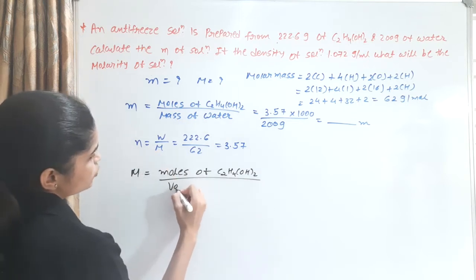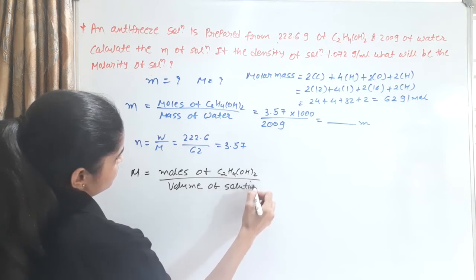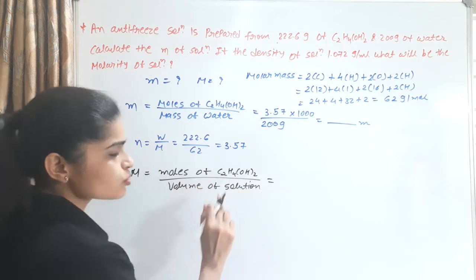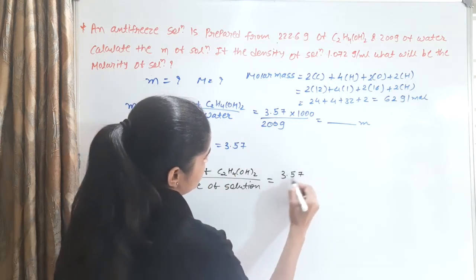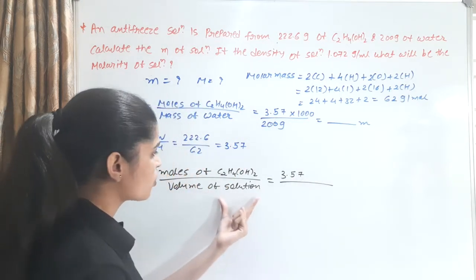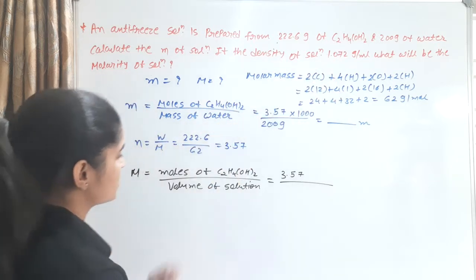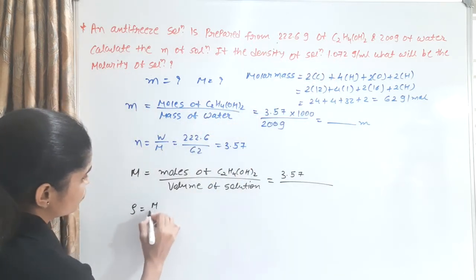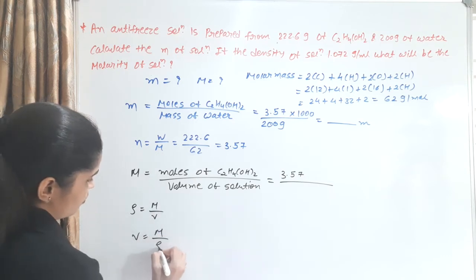Molarity M is equal to the moles of ethylene glycol divided by the volume of solution. We know that the moles of ethylene glycol is 3.57. Now find out the volume of solution. How to find out the volume of solution? Given data, density is present. So density is equal to M by V, where V is equal to M by rho.